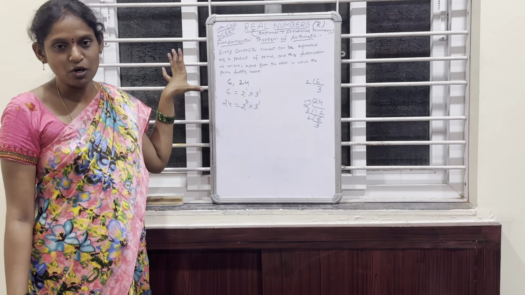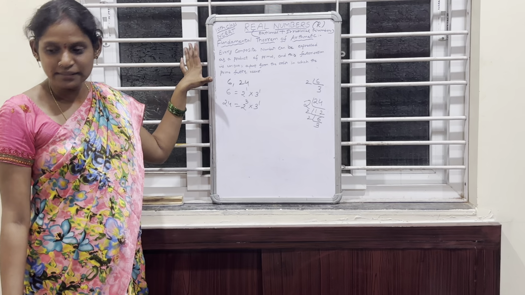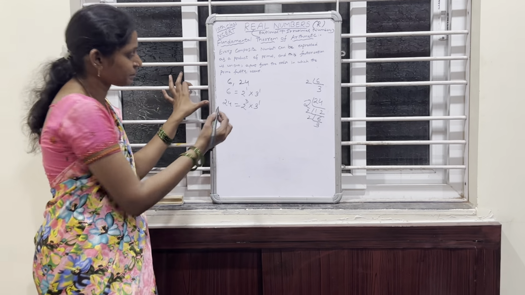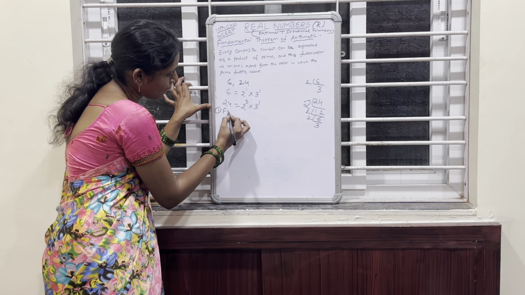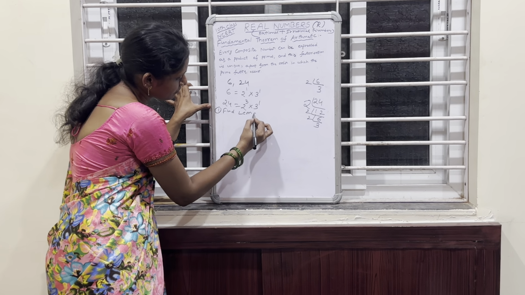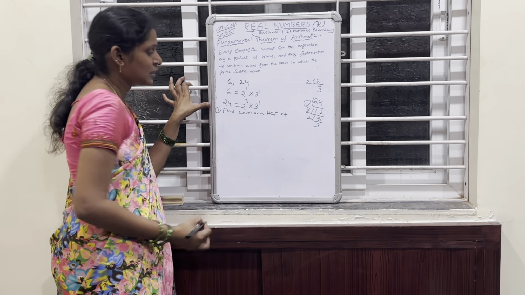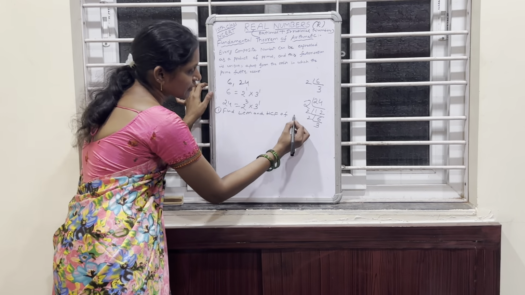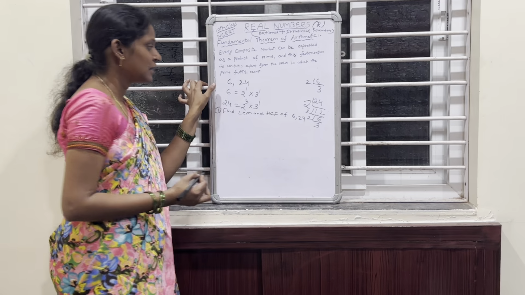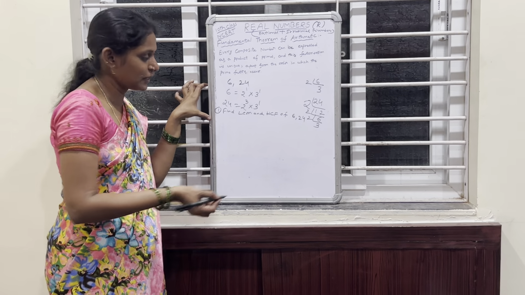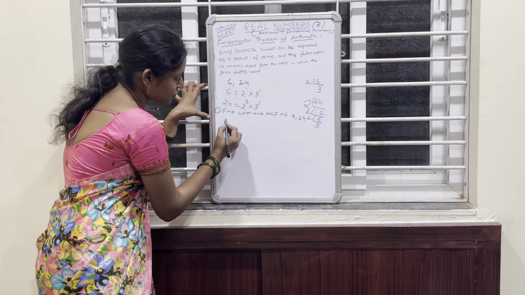So this is the first topic in the 10th class NCERT textbook. On this, now I will explain to you one problem. Find the LCM and HCF of 6 and 24. Now I took 6 and 24. I am taking 6 and 24 only for this problem. So first HCF.